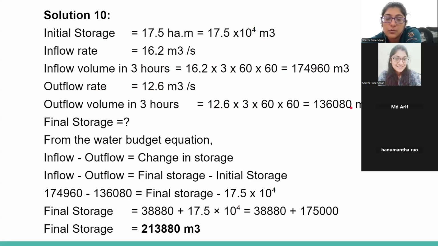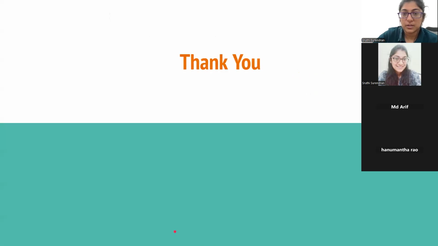Change in storage is equal to inflow minus outflow. So this quantity minus this quantity will give us the change in storage. Change in storage is nothing but the final storage minus the initial storage. We have the initial storage, we have the change in storage. So from this you can find out the final storage, which will be this quantity. So this was the final question for today's session.